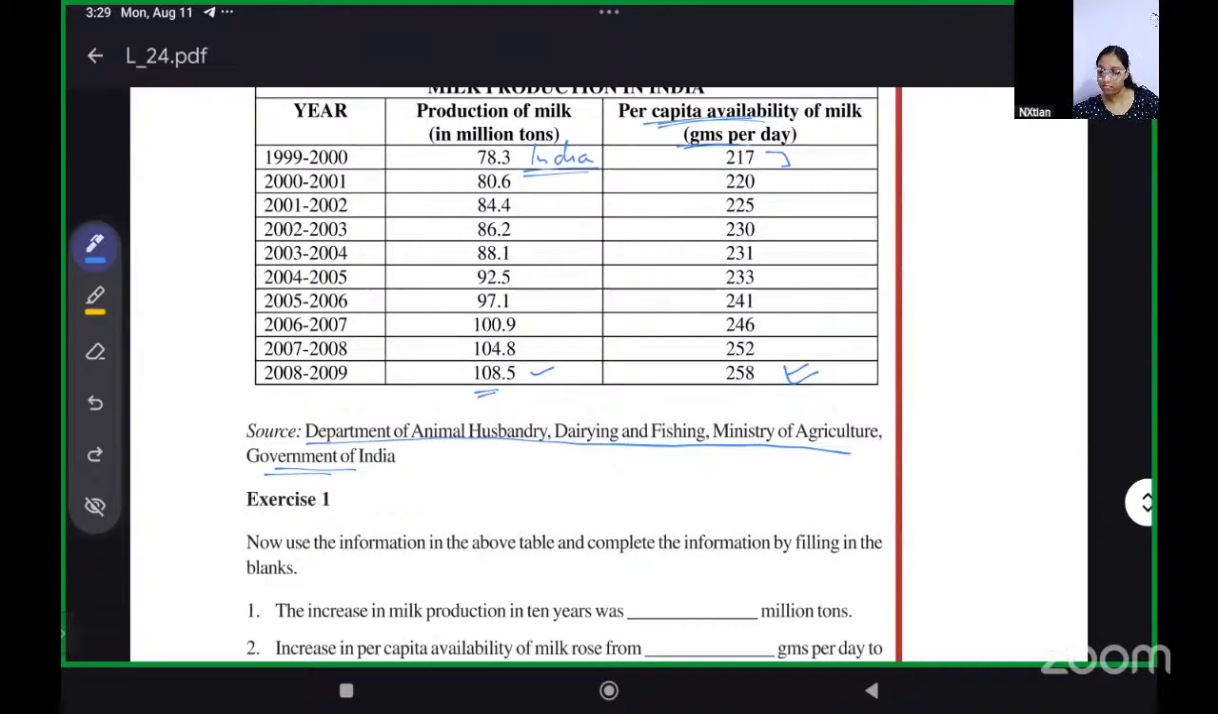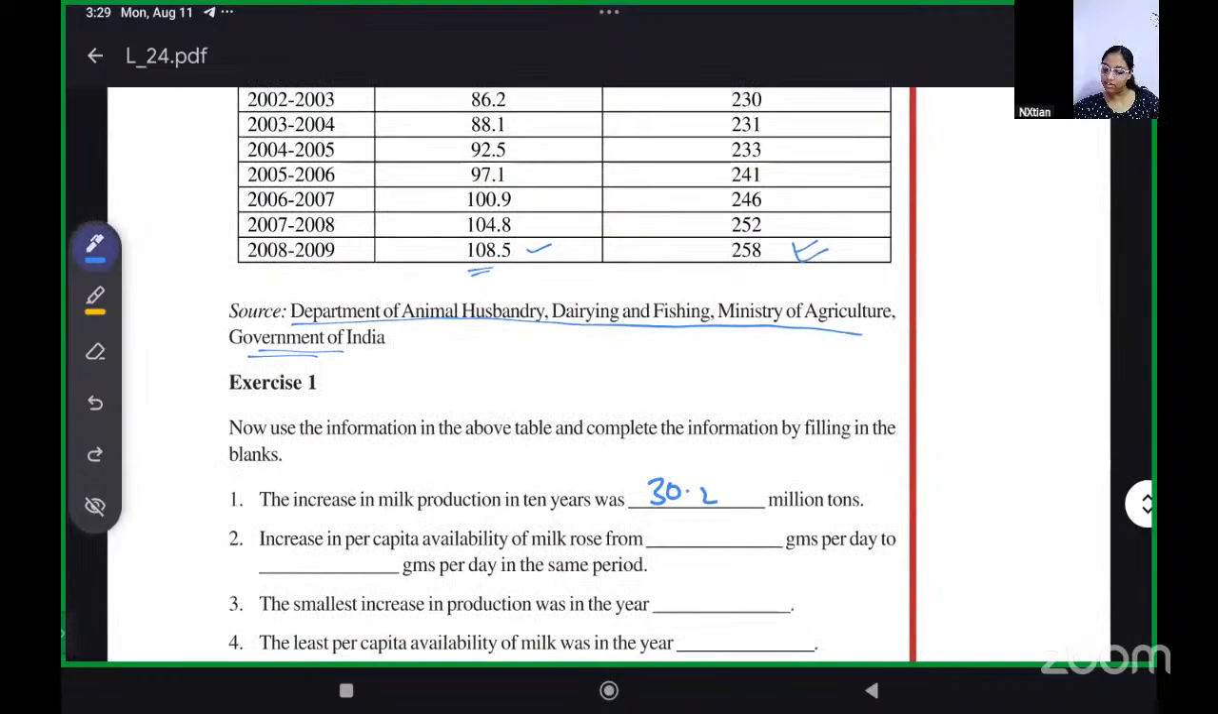Ma'am, 38.2 million tons. 30.2. 30.2 million tons. How do you calculate it? Because 108.5 minus 78.3 is 30.2 million tons.